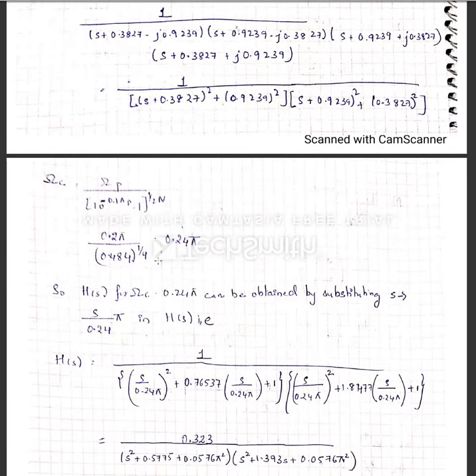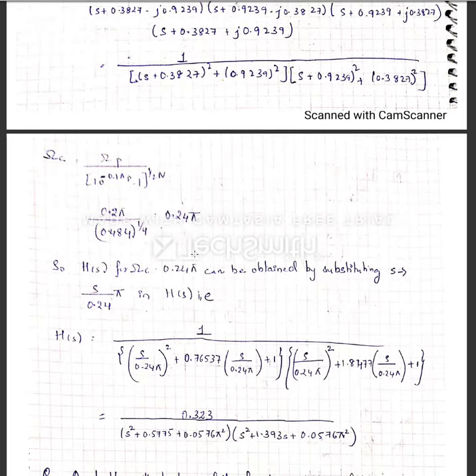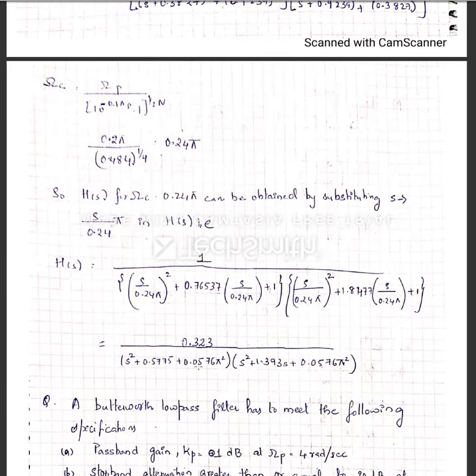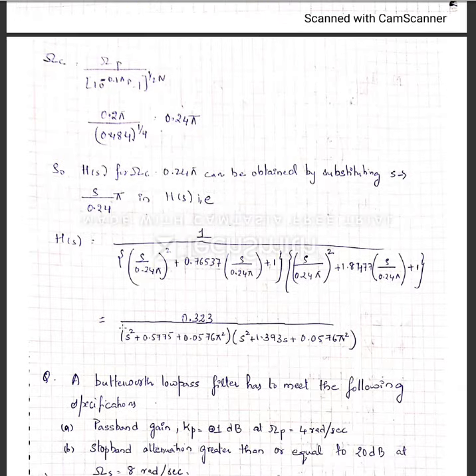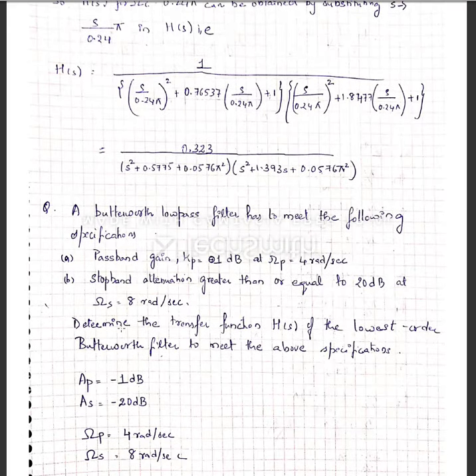Now how is the transfer function changing? The transfer function for the cutoff frequency of 0.24 pi will be given by replacing s with s by omega c. What is omega c? 0.24. So wherever you had s in the transfer function that you have calculated, you would be substituting s by 0.24. If it is easier for you to solve it without taking much time, fine, or else this is also acceptable. Clear? Okay, fine.